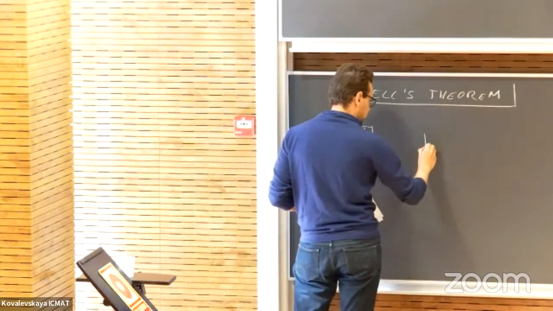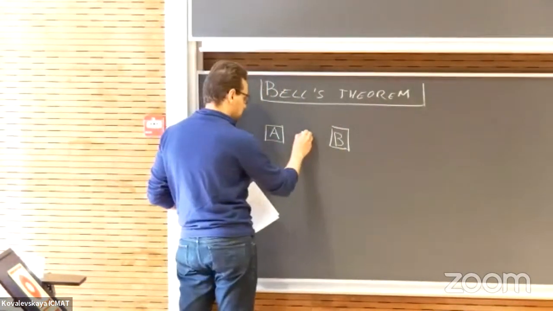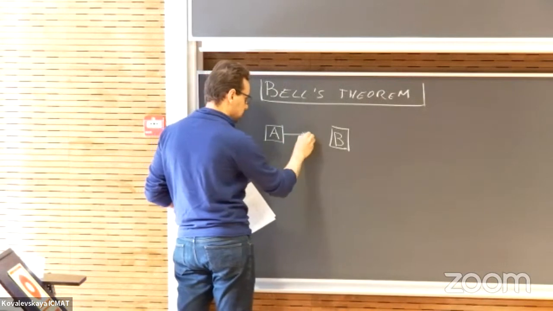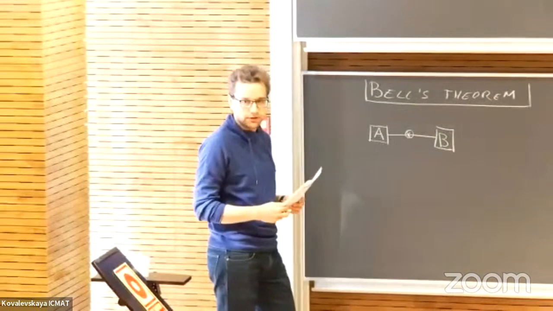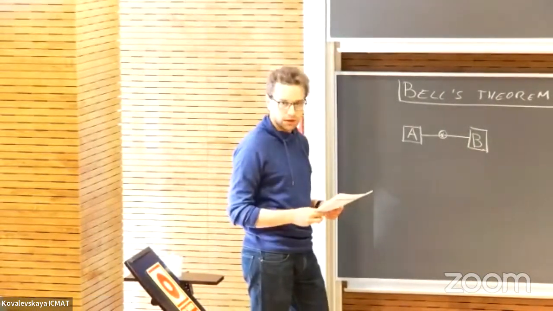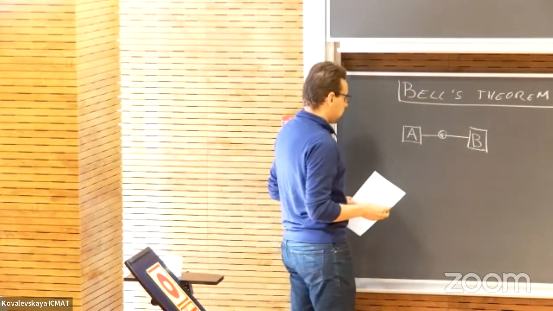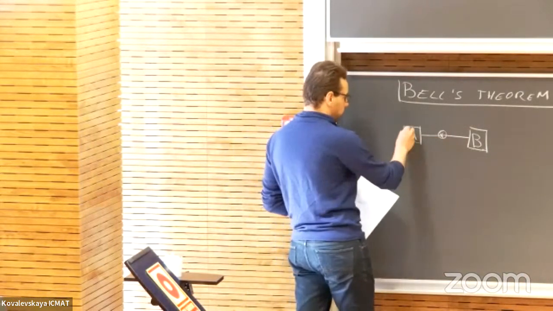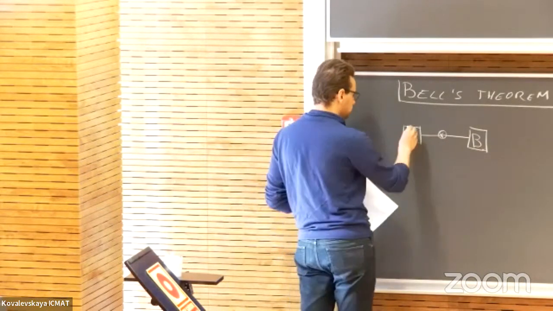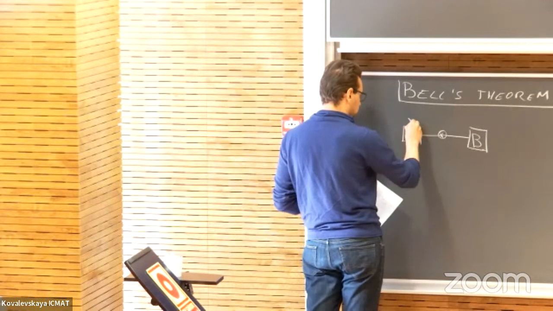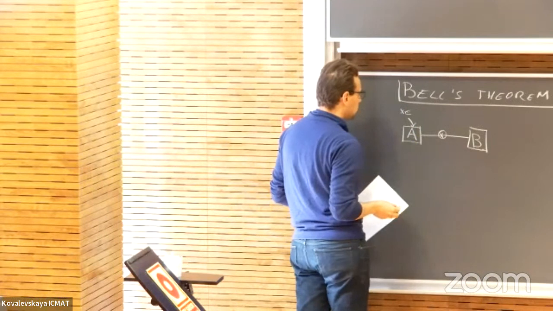Okay, so we have two parties, Alice and Bob, that each have a share of some physical system, a bipartite system. And then each of the parties can perform some measurements, so they can observe this physical system, and they can do several observations, which in the case of Alice are denoted by X.